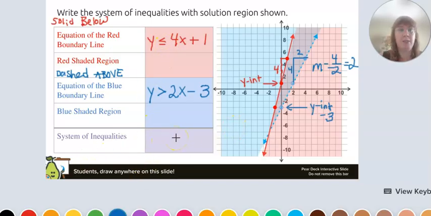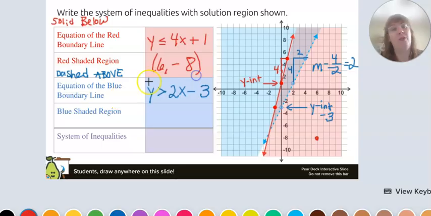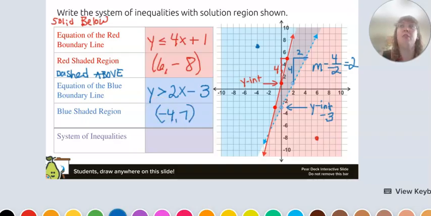We have our two lines. For the first one, if we wanted a point in our red solution, any point in the red area, maybe this one, which is 6, -8. That's an example of one solution in the red area. For the blue inequality, this point is an example, -4, 7, and you can pick any point in the red or the blue area, whatever you want to do.